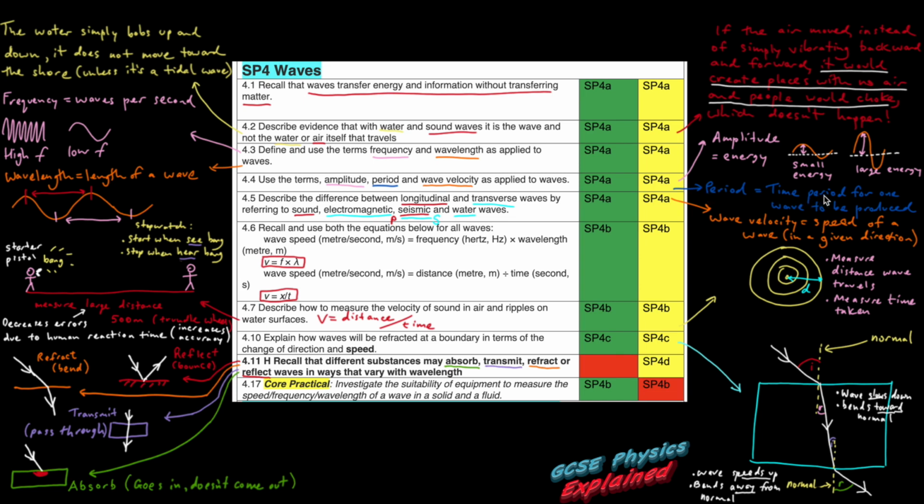Period just means the time period for one wave to be produced, and wave velocity is basically the speed of a wave but in a given direction. We don't often quote the direction when we are talking about wave velocity though.